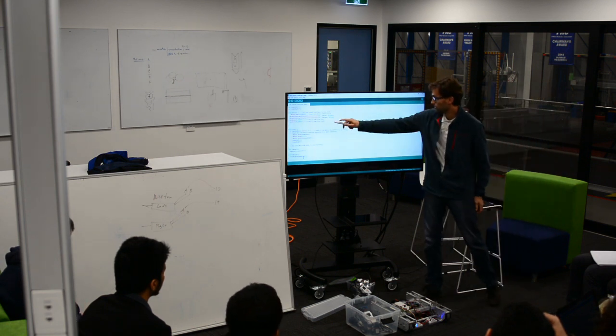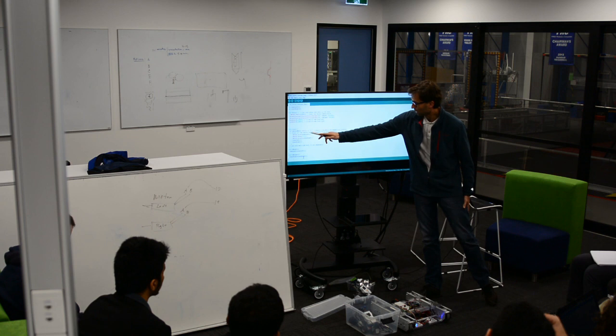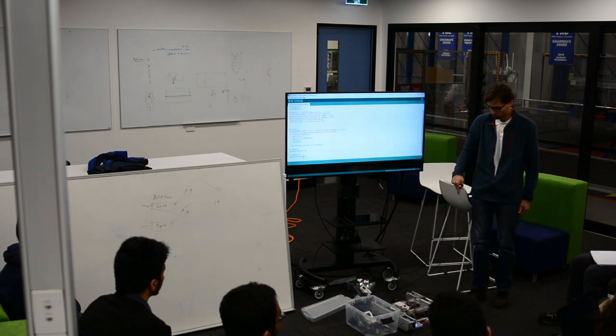For now, what we're trying to do is get the interrupts going, and then the other thing I'd like to do is print out to the serial monitor how many ticks we're at, what our position is.